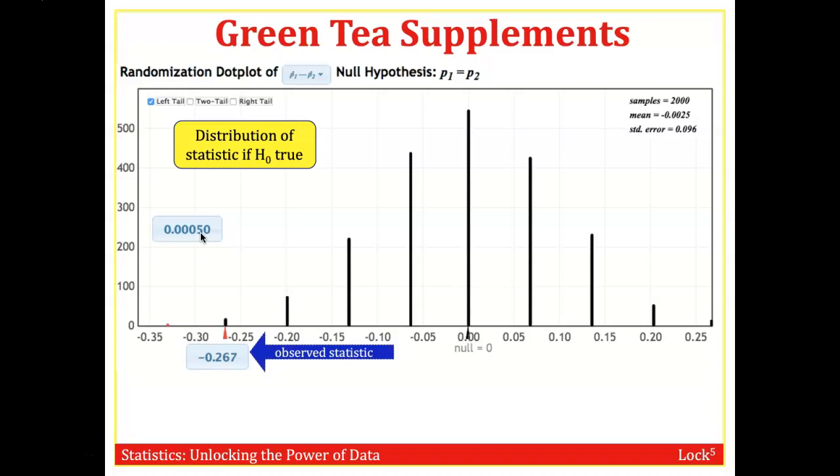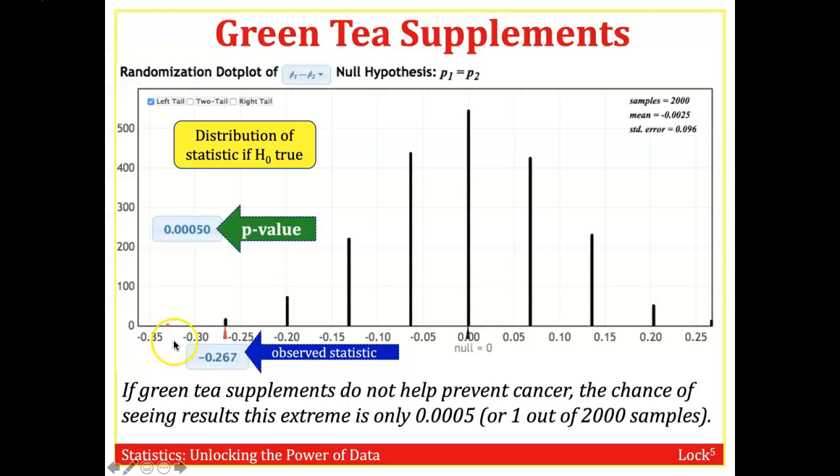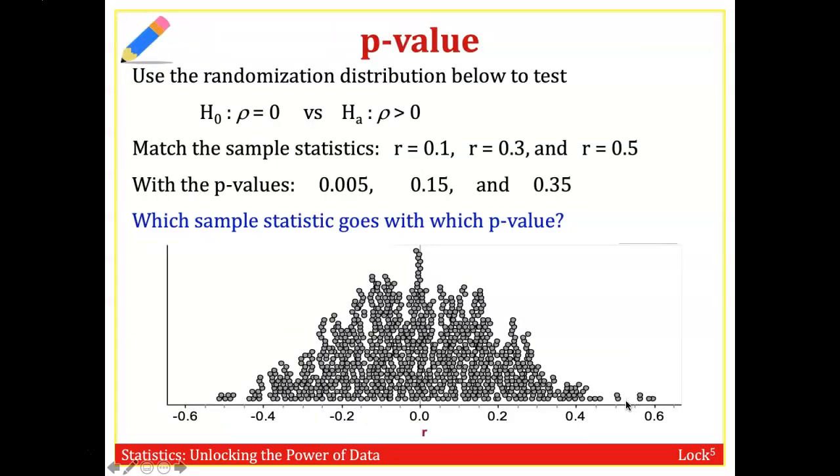So this is the distribution, assuming the difference is 0. Here's our observed statistic. Here's the p-value, the proportion at or to the left of the alternative. Okay, so 1 out of 2,000 times.